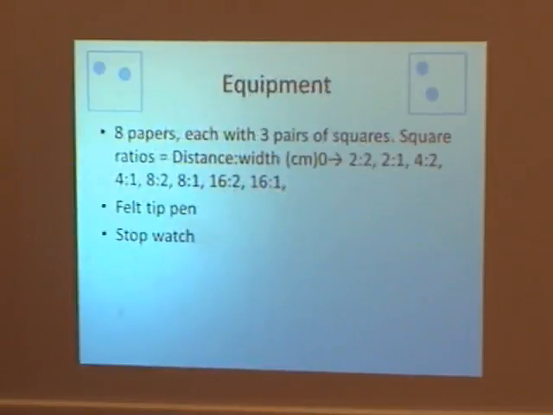The equipment that we used to conduct this experiment consisted of 8 sheets of paper, each that had 3 pairs of squares. On each paper, the squares had different ratios in centimetres of the square size to the square distance, as you can see up on the board. We also used felt tip pens, and we used a stopwatch to time.